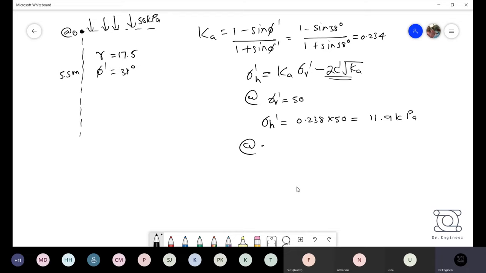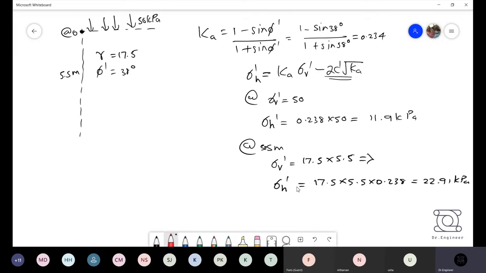At 5.5 meters, I'm not considering the surcharge now. There is a reason for that, I'll say why. Can you all please mute yourselves? Without the surcharge, due to the weight of the soil, what would be the vertical pressure there? It is 17.5 times 5.5. The horizontal stress would be 17.5 into 5.5 times 0.238. So that is 22.91 kilopascal. The reason I did this in this manner is you have to draw a stress distribution.